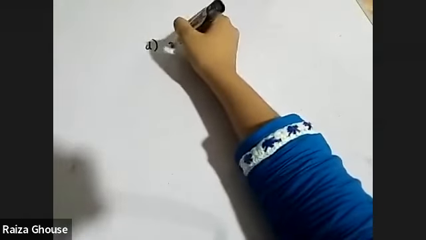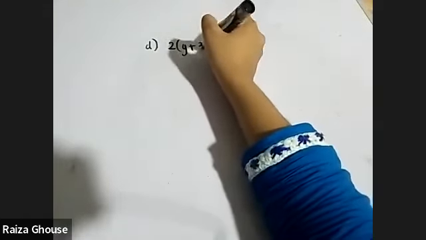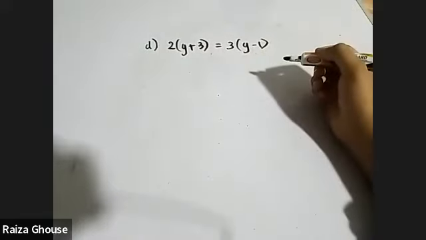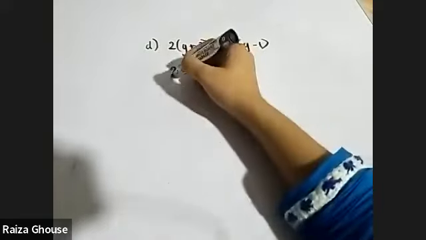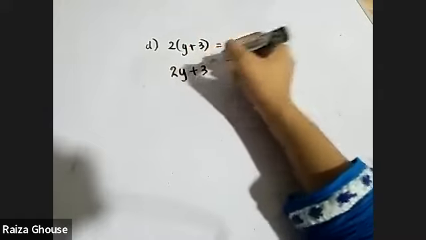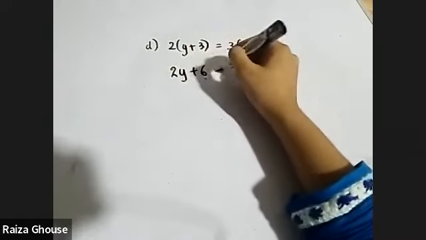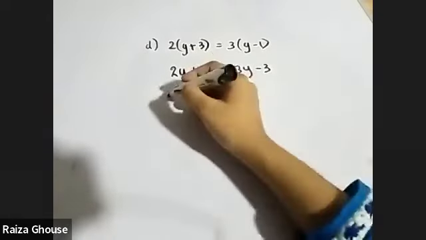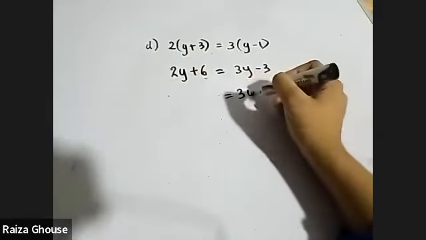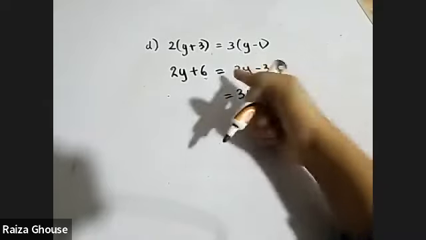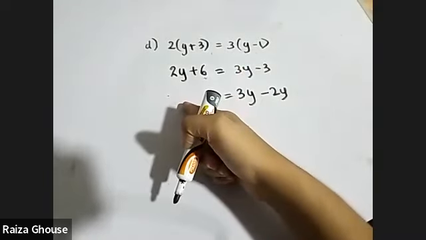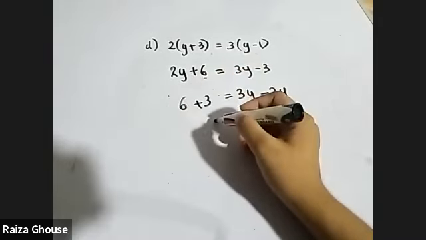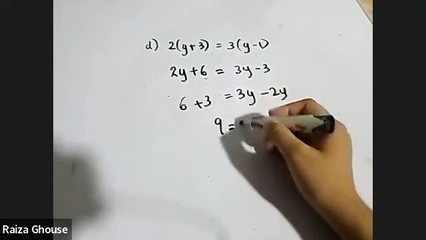Part D: 2 into y plus 3 equals 3 into y minus 1. When brackets are there, children, always remember you should remove the bracket. Removing the bracket means you are multiplying the terms inside the bracket by the term outside the bracket. Now I am getting just like the A part. I'm taking 3y minus 2y, because if I take this one to this side, I'm getting a negative answer. I don't like negative, so I'll make it positive. 6 plus 3 is 9. 3y minus 2y is y.